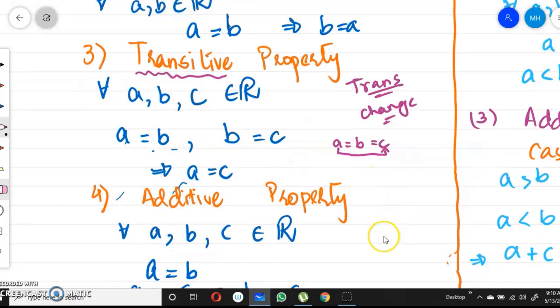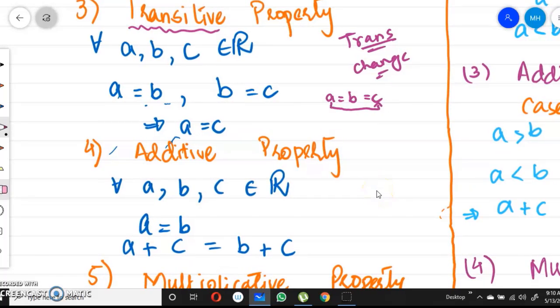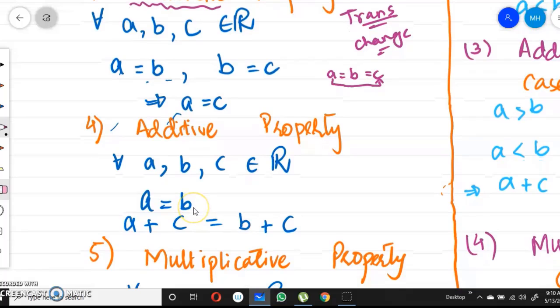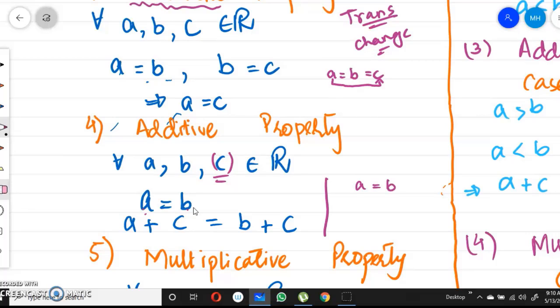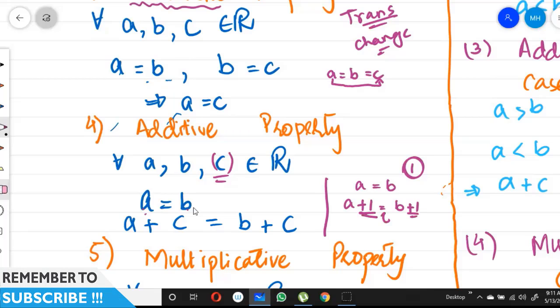Now let's move to the fourth property, which is the additive property. It is quite different from the addition law because in this case we have three elements and one statement, A equals B, and we add the same number on both sides of the equality. It will not have any effect on the equality. For example, if I add a third number, 1, then A plus 1 equals B plus 1. As the number is the same, it will not affect the equality.